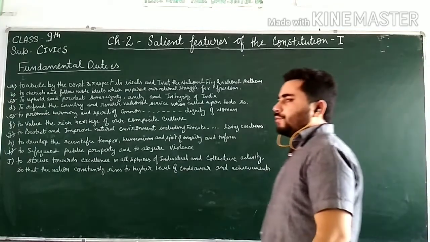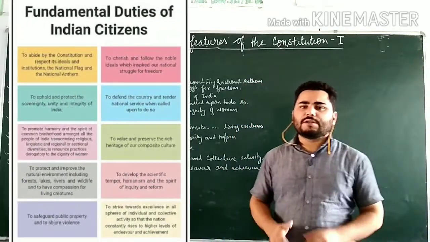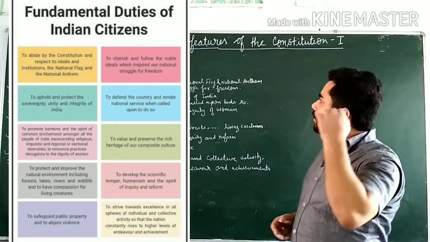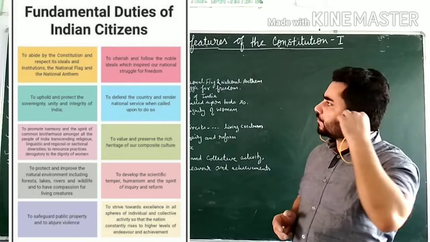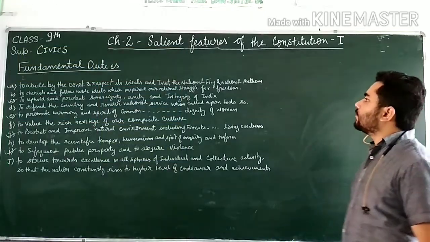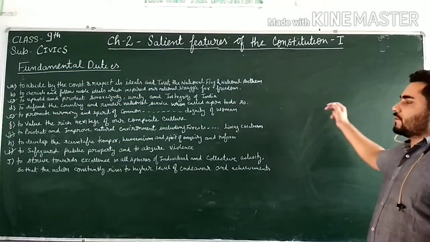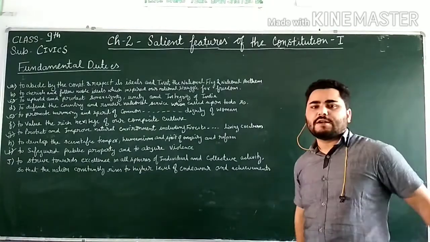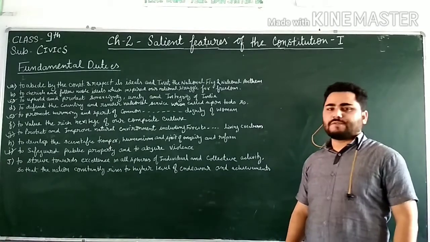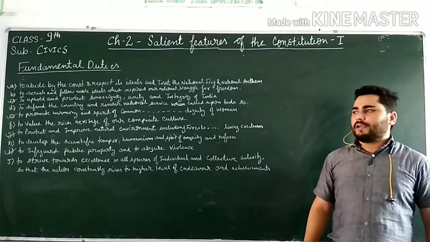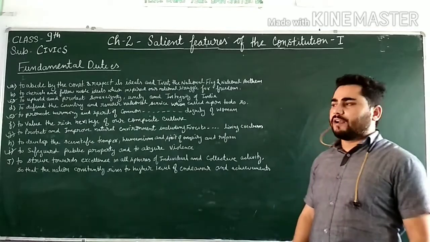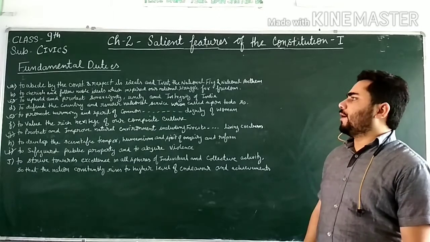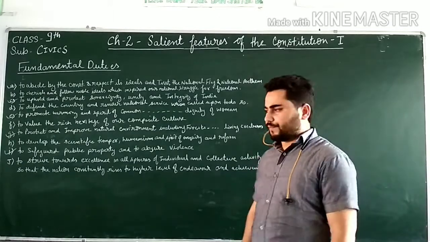Today we are going to study fundamental duties, which are given in the second chapter, salient features of the Constitution. Now, dear students, this will be the last lecture for this chapter. We have studied various features like single citizenship, universal adult franchise and fundamental rights, and we had a lecture for writs also. And now this is the last one, fundamental duties.